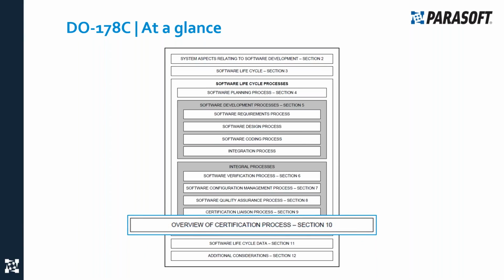Section 10 is provided for information purposes only regarding the certification process. It mentions the types of systems and equipment that certification applies to, and that certification authorities do not certify software as a unique standalone product. They don't do that. It has to be part of the airborne system or equipment. Also, that approval depends upon a successful demonstration or by review of the products produced.